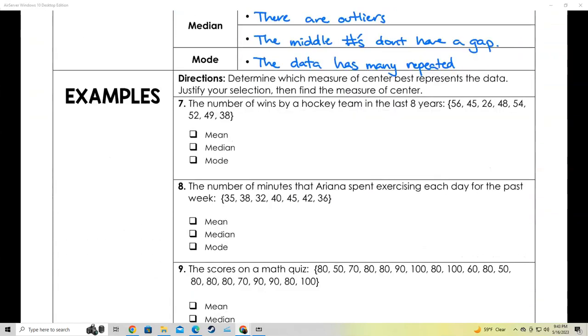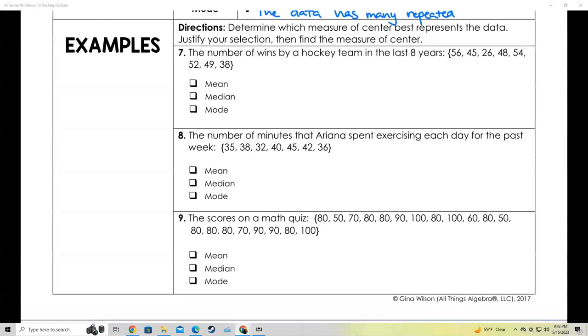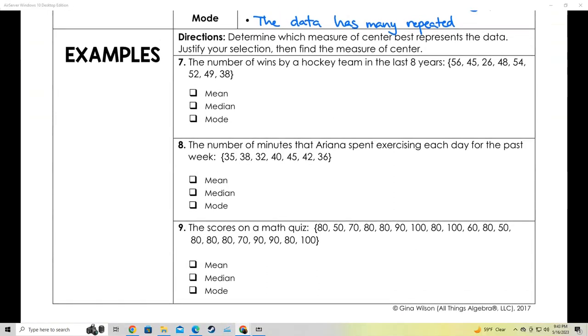Okay. So to finish this out, let's see. They're asking, determine which measure of center best represents the data, justify your selection, and then find the measure of the center. So let's go ahead and look. I have the number of wins by a hockey team in the last 8 years: 56, 45, 26, 48, 54, 52, 49, 38. So the first thing I notice is there are no repeated numbers, so I'm not going to pick the mode.